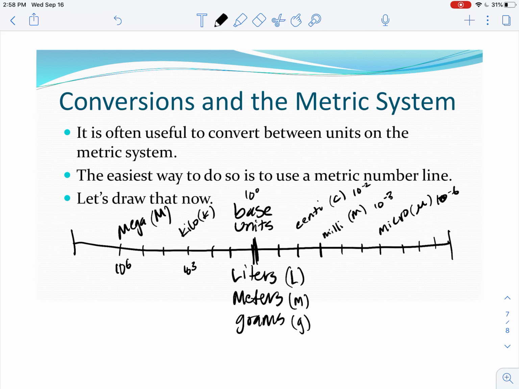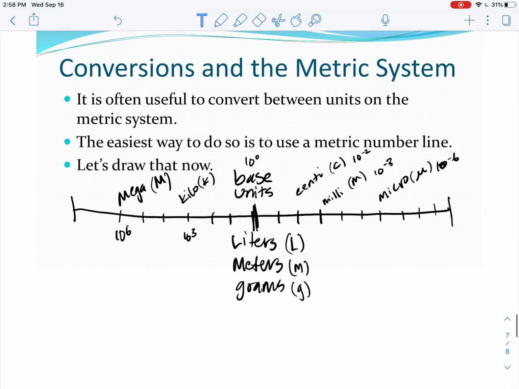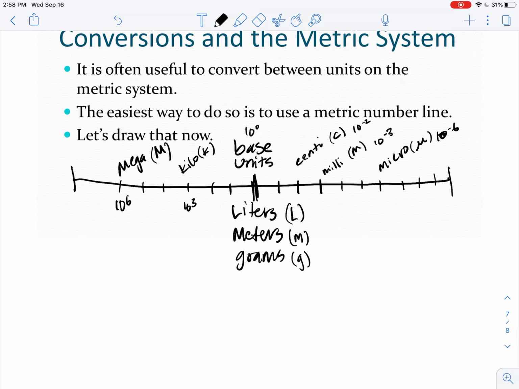When you want to convert, the thing that you do is you just count on the lines. So I'm just going to kind of move this a little bit this way. So, for example, if you run cross country, you run a 5 kilometer race.